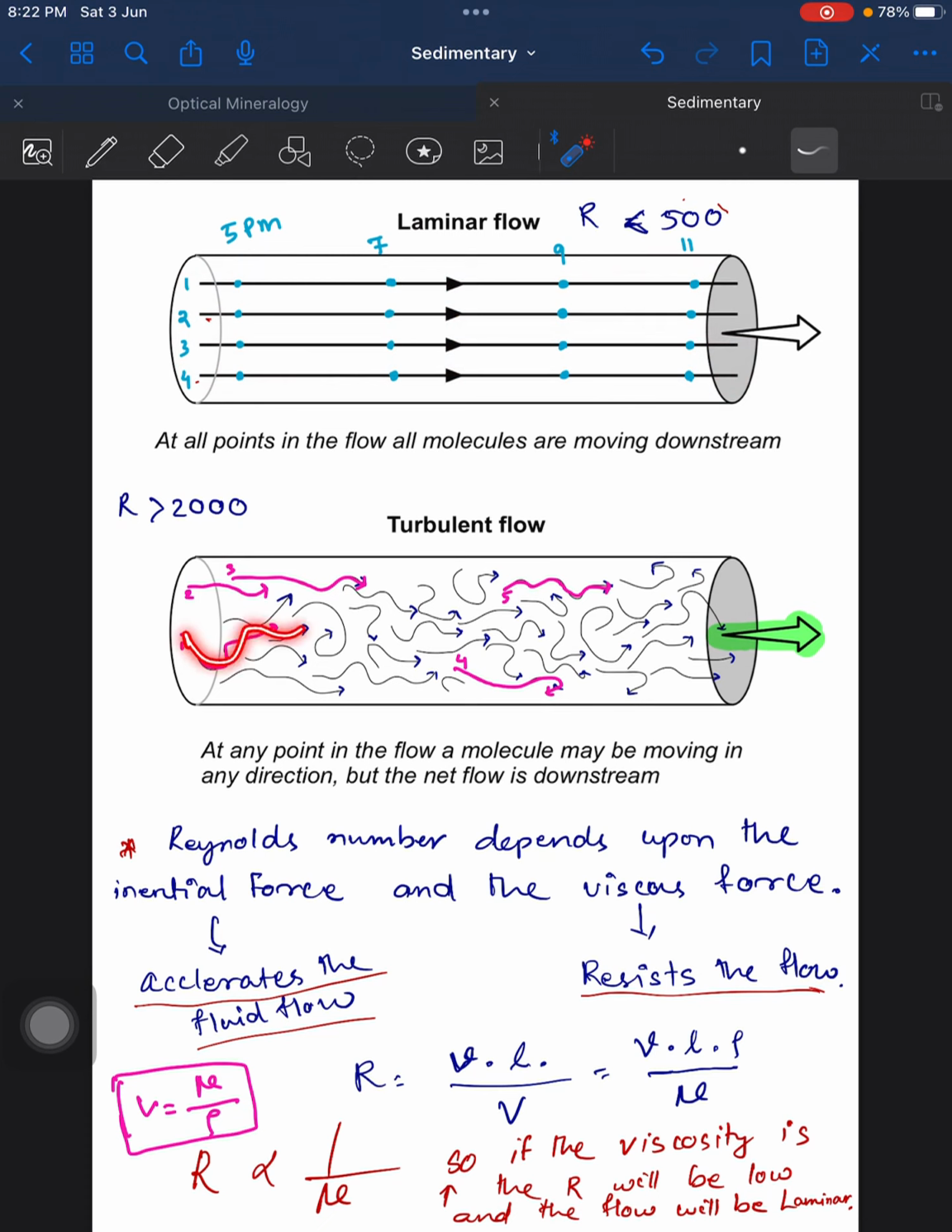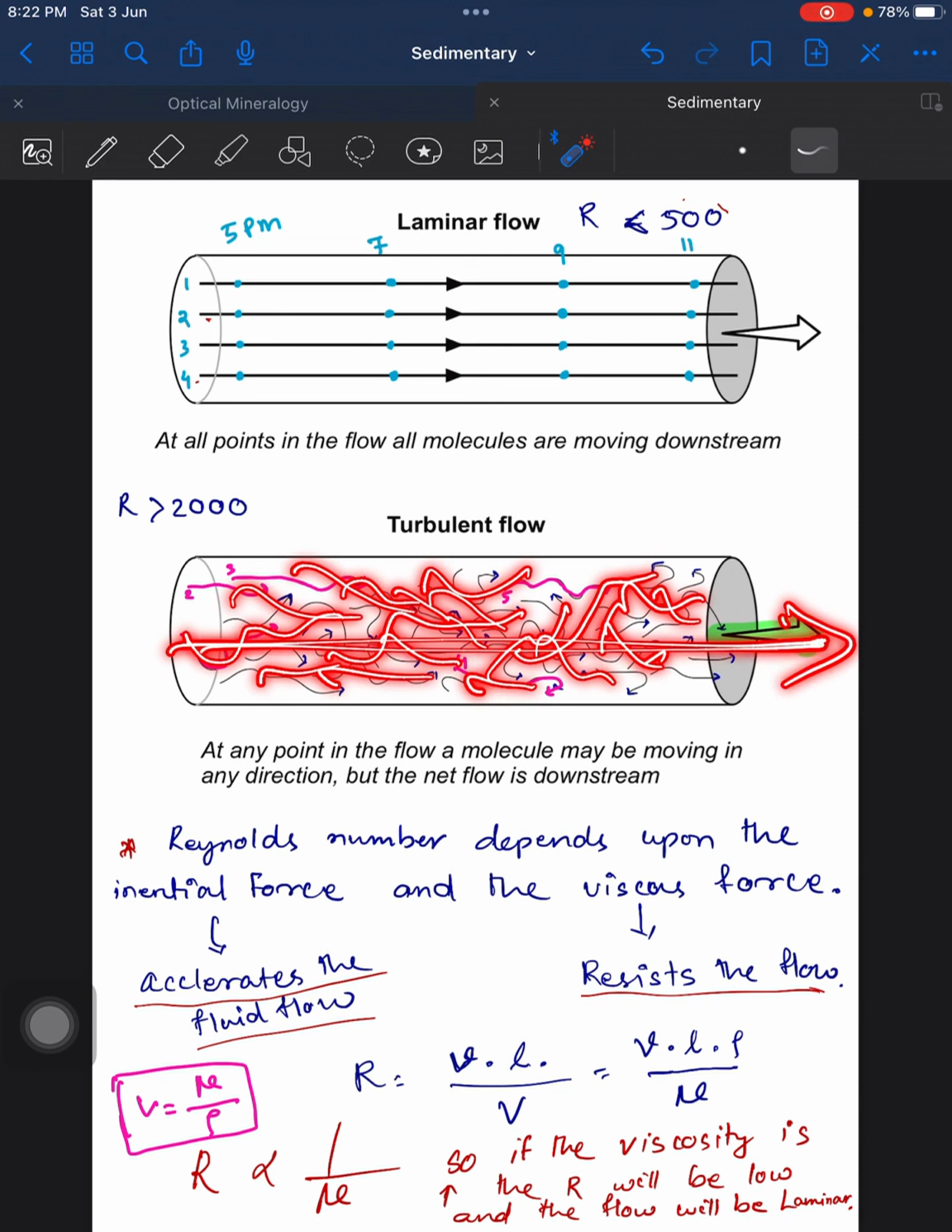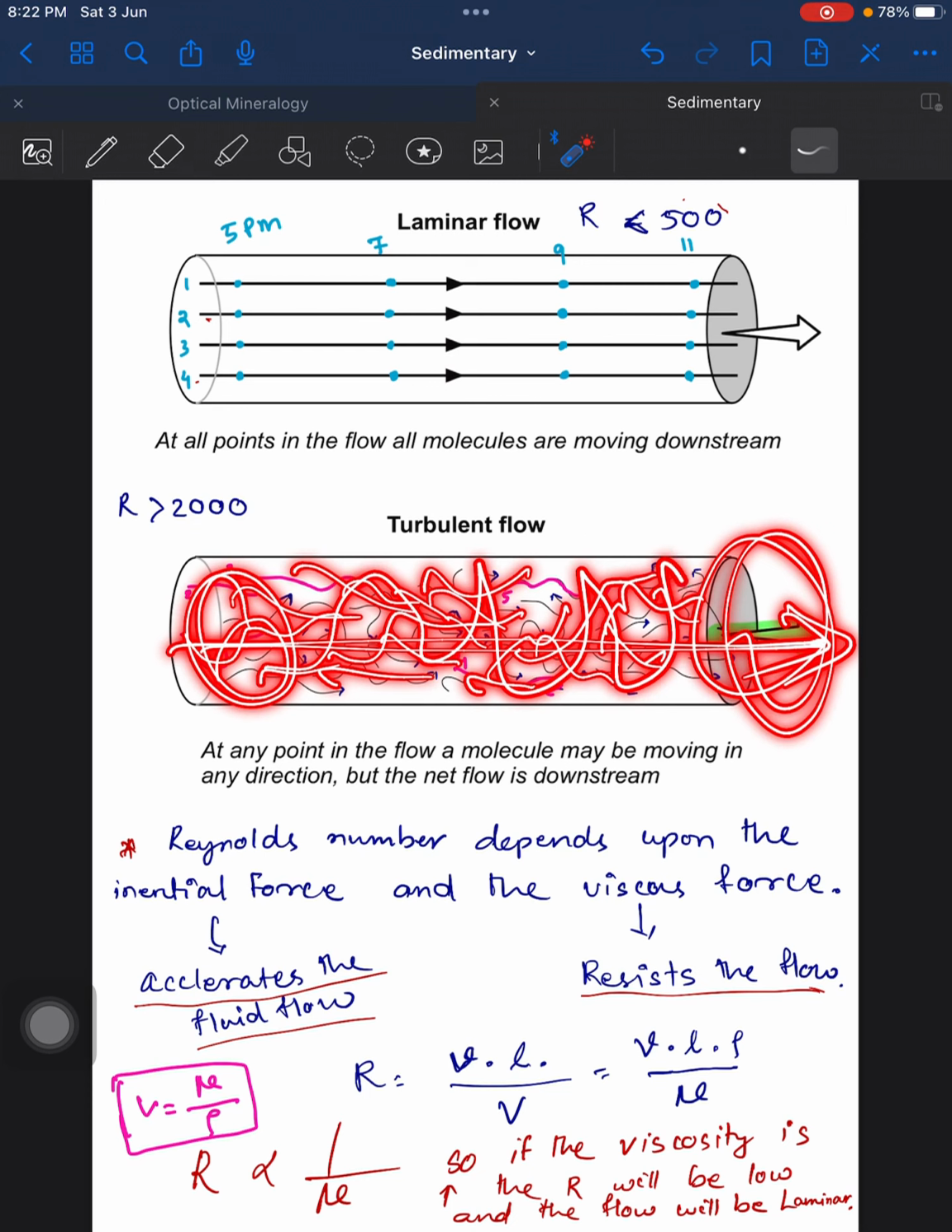But in case of turbulent flow, they are moving in haphazard direction. That means they don't have a particular direction for a longer period of time. Every point of time they are changing their direction, but finally they are flowing in this direction only. If you put a particle here, you will get the particle here, but it will be moving like this, like this, like this and here.